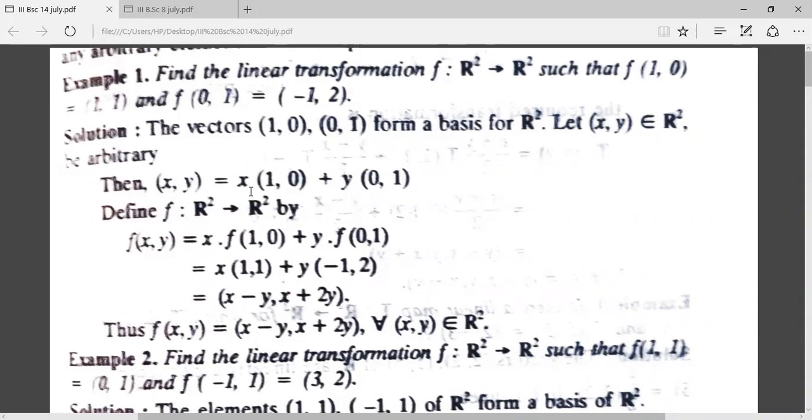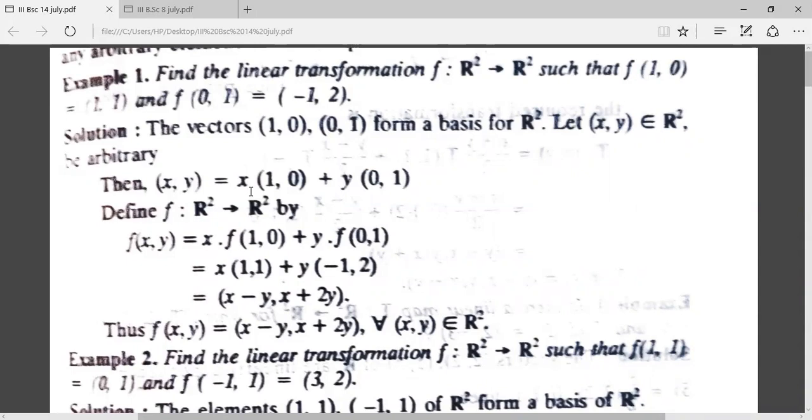Now simplify the corresponding components, that is add the corresponding components. X into 1 plus y into minus 1, that is x minus y. X into 1 plus y into 2, that is x plus 2y. So the linear transformation is f of x comma y equals x minus y comma x plus 2y for every x comma y belonging to the domain R2. So the required linear transformation is f of x comma y equals x minus y comma x plus 2y.